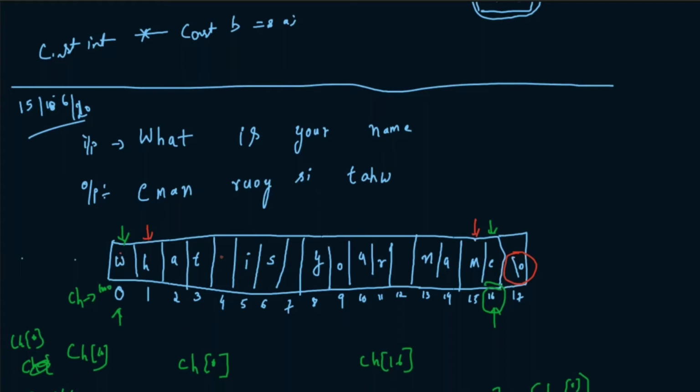Even this space has an ASCII value. It is also a character, right? So I will check until I find the null character. If I find null, I will break out. That is the only length. If I find the length, I will stop.